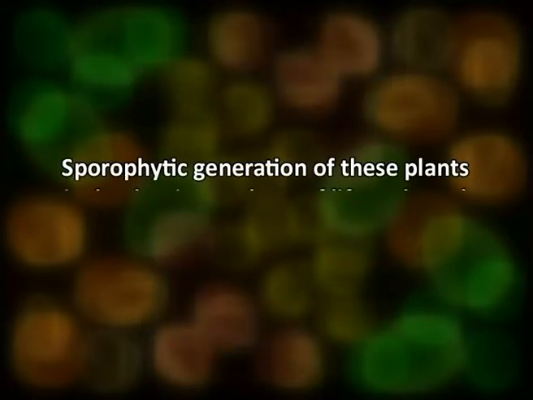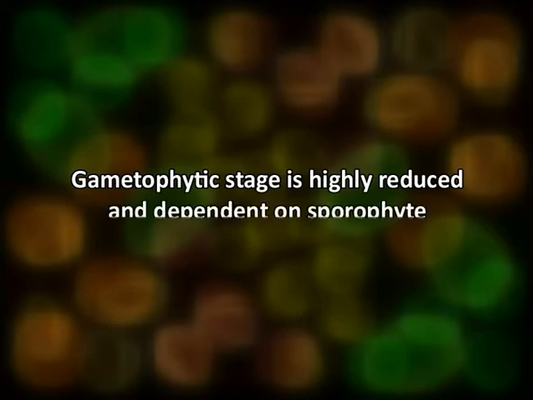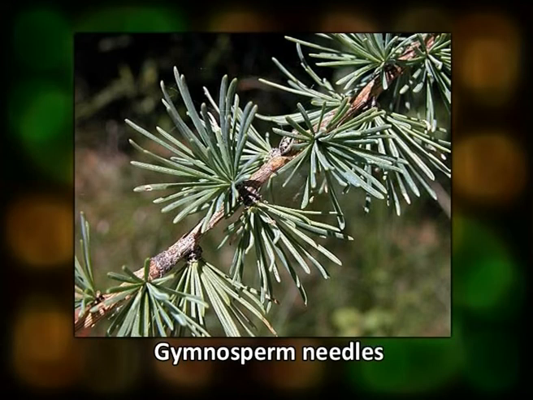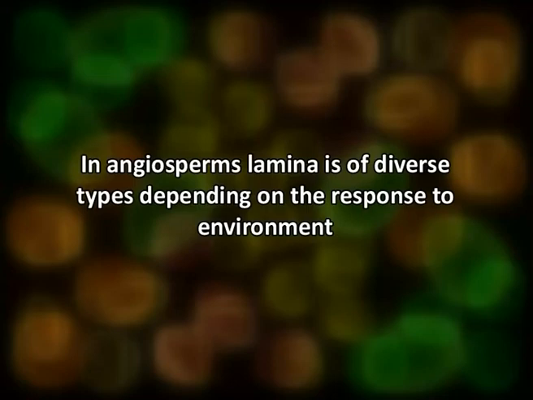Sporophytic generation of these plants is the dominant phase of life cycle and is independent. Gametophytic stage is highly reduced and dependent on sporophyte. Leaves show great variation in response to environment. In gymnosperms, lamina is reduced to needles, but in angiosperms, they are of diverse types depending on the response to environment. Seed plants show great variation in their habitats.